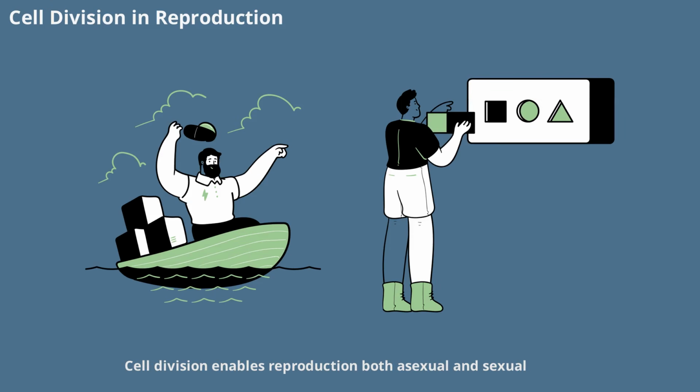Cell division enables reproduction, both asexual and sexual. In asexual reproduction, mitosis produces identical offspring, while meiosis in sexual reproduction creates genetically unique gametes. This dual role ensures the survival and evolution of species.